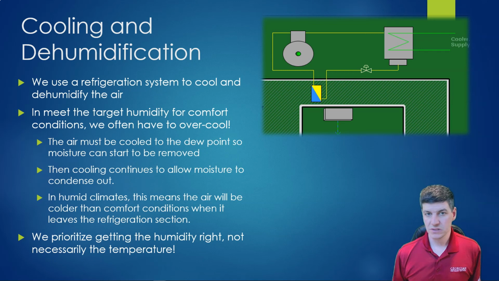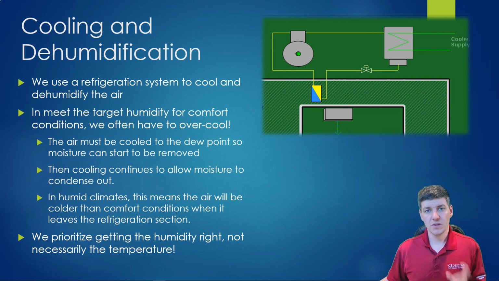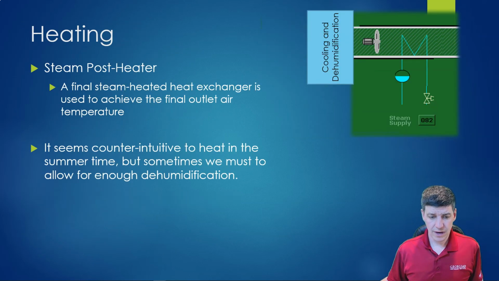We may cool it down to 5 or 10 degrees in order to try to meet a comfort condition at the outlet. So we're going to overcool it likely in this case, especially if we have very humid air. We have to prioritize getting the humidity right in this step. Don't forget, we still have that heater after the fact that we could adjust the temperature afterwards. So our post heater might come into play.